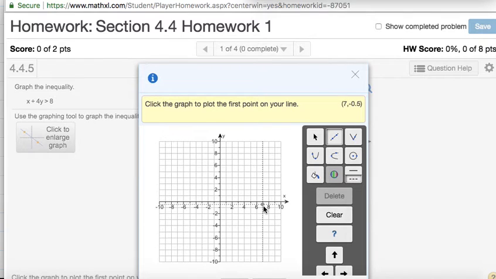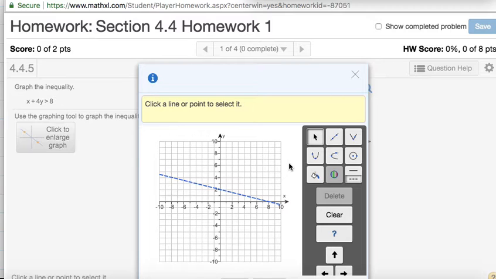But I'm going to plot the points here. So x is going to be 8. Y is going to be 2. So plot those 2 points. And then I have my line. So click off the graph to deselect the line.